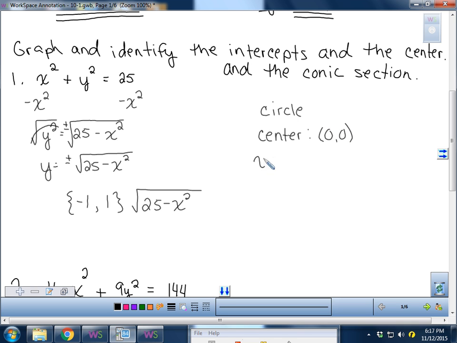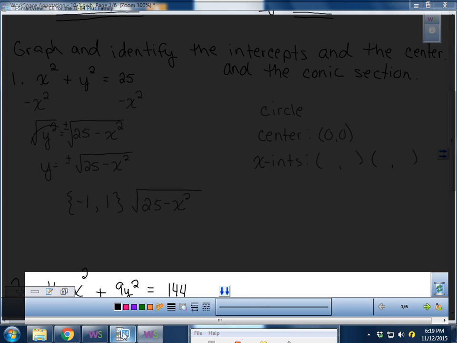All right, x-intercepts. I have 2 of those. So I'm just going to name those points, and we would look at it if it would come up.